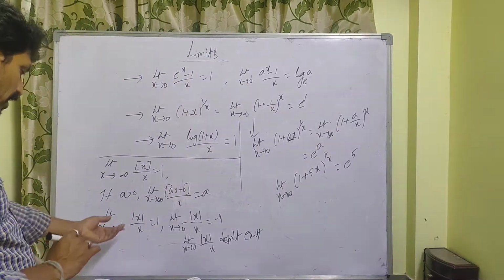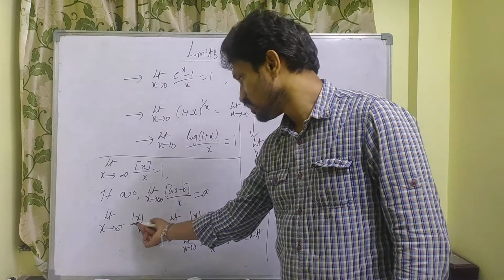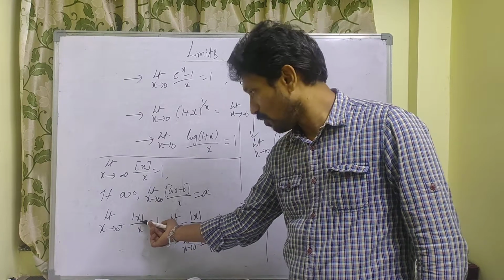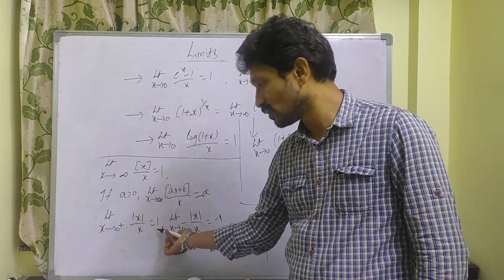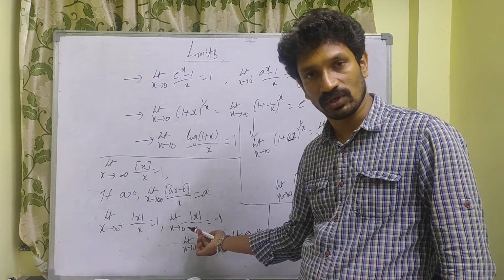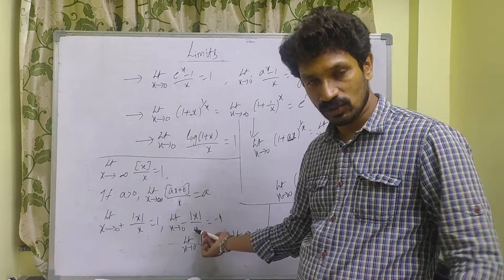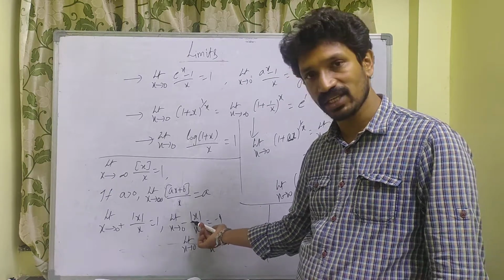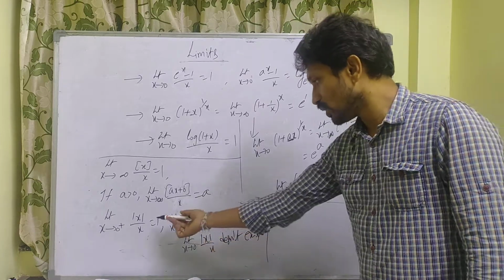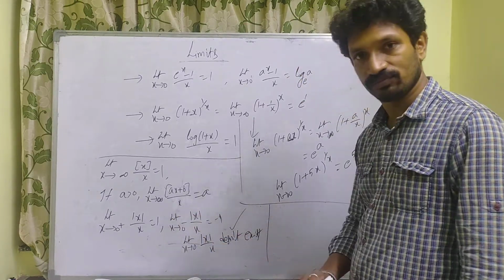Similarly, based on this one, you write one more thing. Why? Because at 0 plus, mod x by x is equal to x by x, which is equal to 1. At 0 minus, that is when x is less than 0, mod x is minus x. So minus x by x is equal to minus 1. So it is plus 1, it is minus 1. Limit does not exist. Very very important.